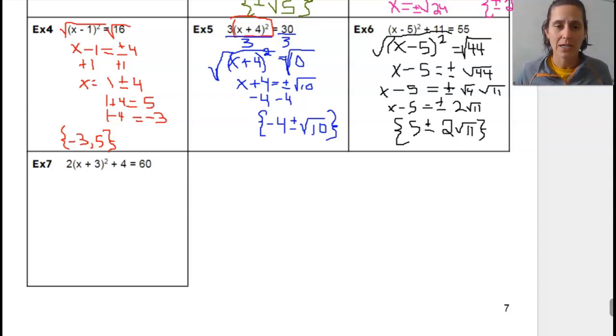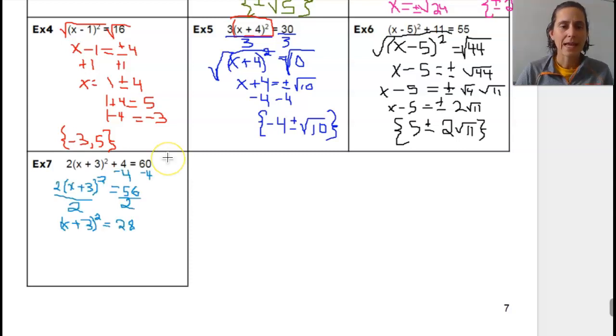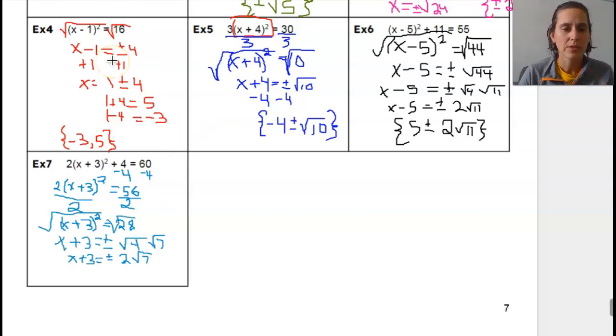So we get 2 times the quantity (x + 3)², is equal to 56. Then I divide by 2. Now that you have the binomial squared by itself, now we're back to example number 4. We can go ahead and take the square root on both sides and simplify the square root of 28. So we get x + 3 is equal to plus or minus 2 radical 7 when you simplify the square root of 28. And now the last step is to get x by itself.